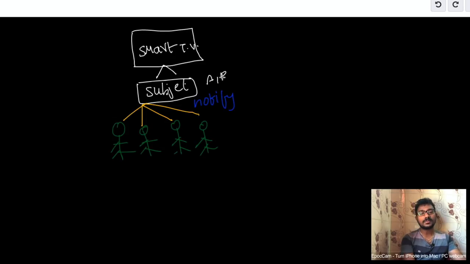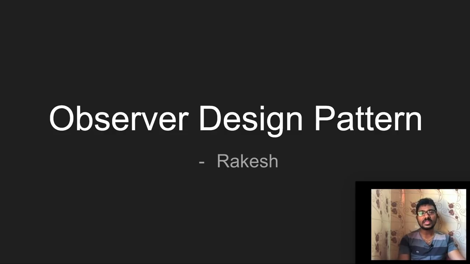So A, B, C, D are the observers. The subject would hold the observer IDs, which means A ID, B ID, C ID, D ID. The subject won't hold all the information about all the observers. So the subject won't hold the observer name, observer details, observer city, observer previous purchase details, like that. The subject would hold only the observer IDs. So this is the example where the observer design pattern is playing a major role in real life scenarios.